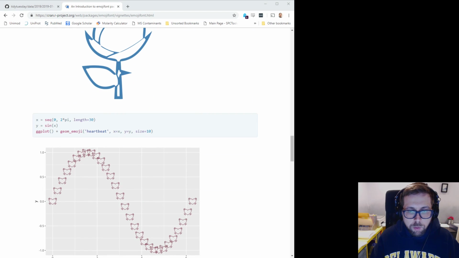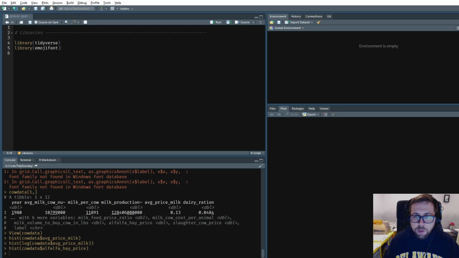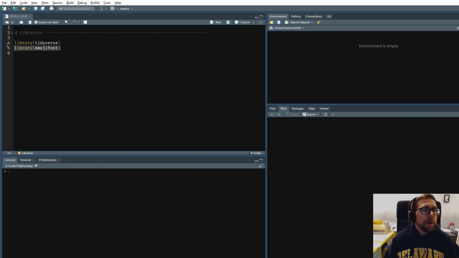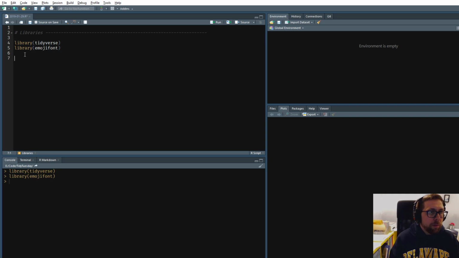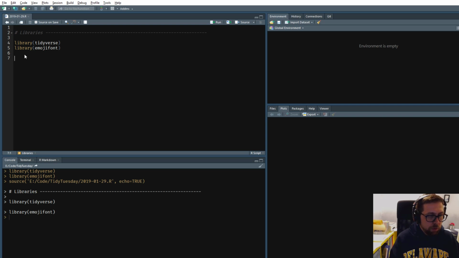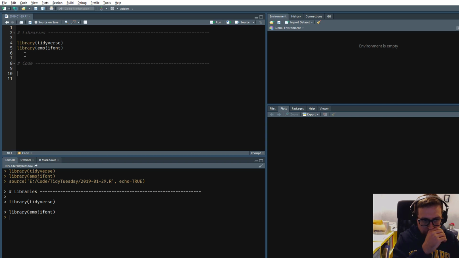Let's pull that R window up and here we go. So again, I played around just for a minute. I got to clean this off. We'll come back to that. Anyway, let's go ahead and load up the libraries. And let's plot some data. So the first thing I wanted to do was just try a plot with this emojifont library to see how it looks.